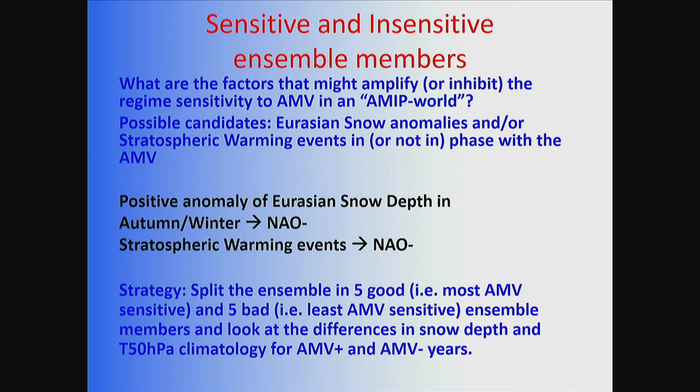So the idea is just to look at these two possible causes, and split the ensemble into five good ensemble members, the most sensitive to the AMV, and five ensemble members which are the least sensitive to the AMV, and just look at the difference between them in terms of snow depth. And to be simple, I just took the temperature at 50 hectopascal as a rough measure of the temperature of the stratosphere.